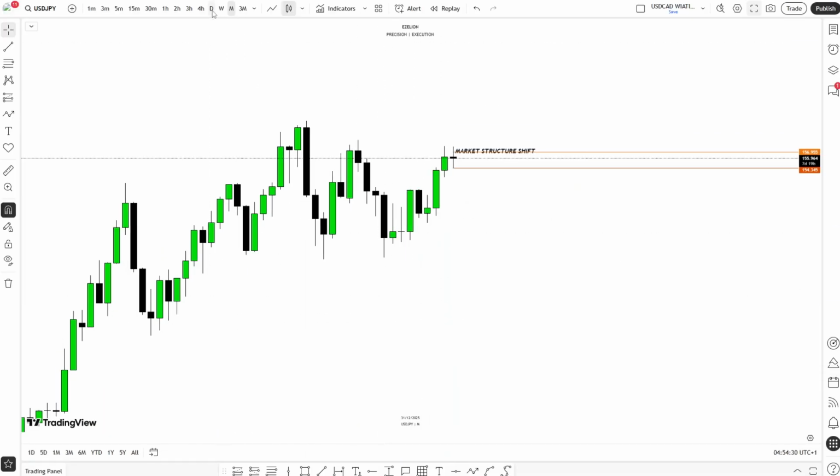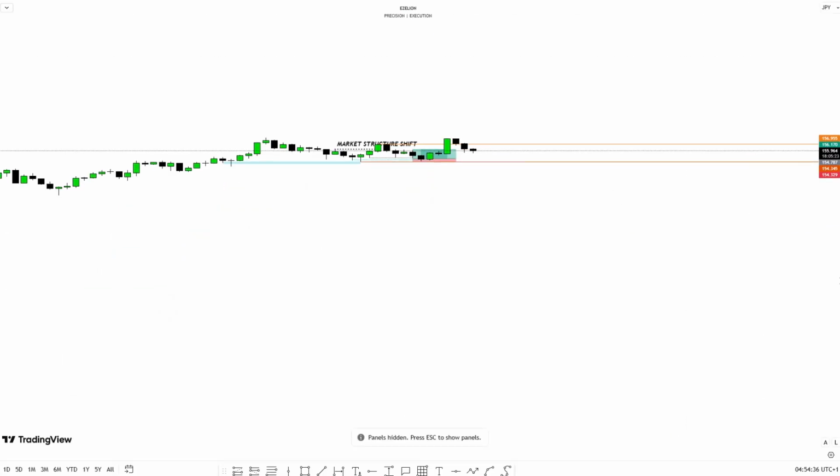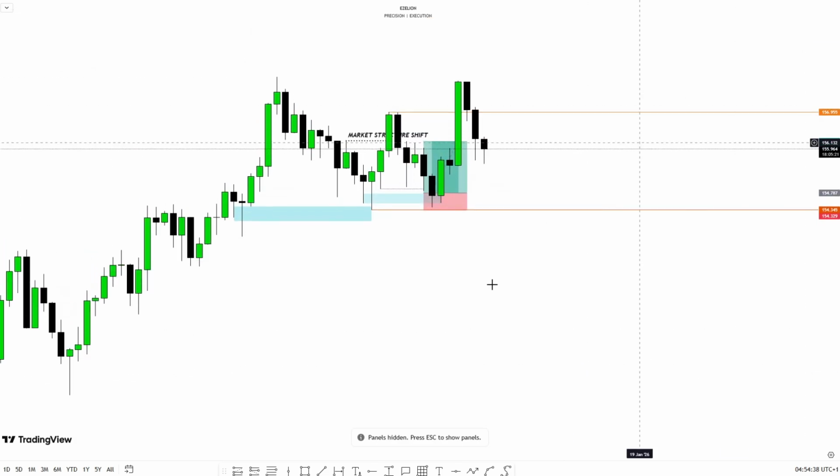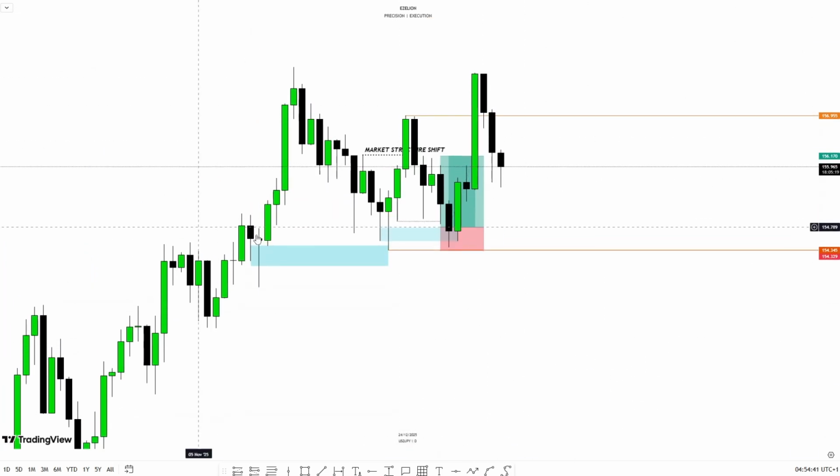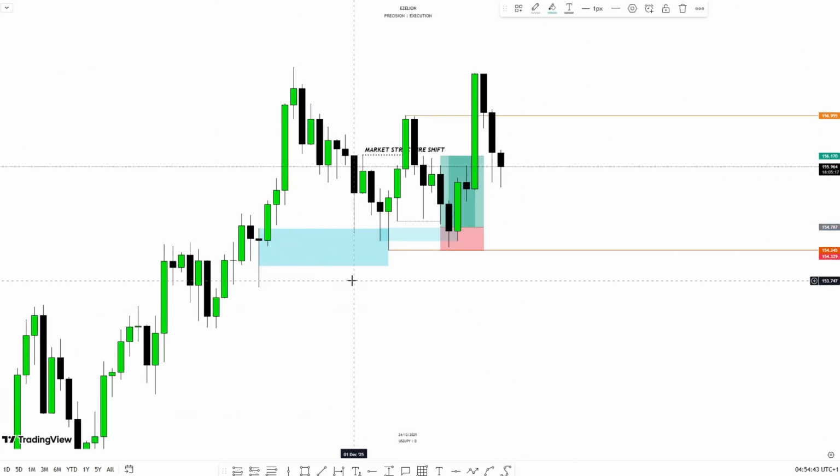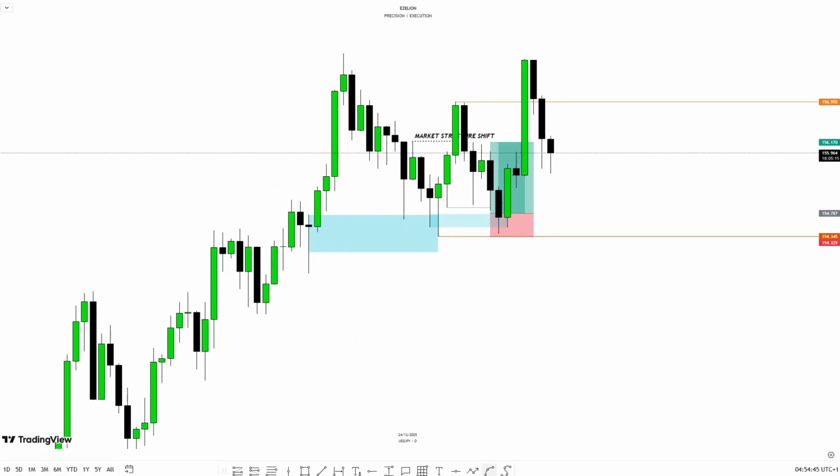The next thing you want to do is go to your next time frame, which is your intermediate time frame, to look for your point of interest. Now on this intermediate time frame, I actually marked out this order block here. So what do we have here? We have our normal market structure.